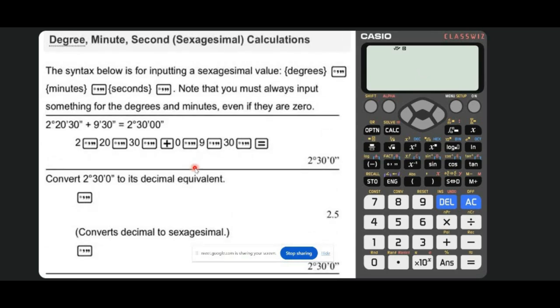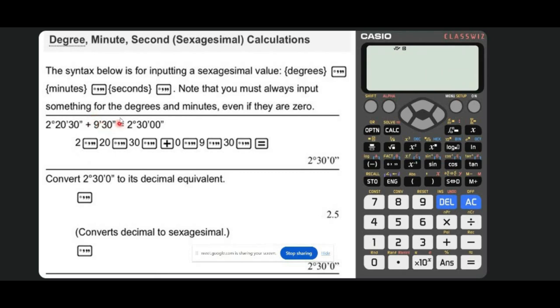To change the degree into minutes, seconds, or the degree, minute, second back to degree, you can press this symbol, like a full stop, comma, comma, comma. This button. So to key in this equation, you need to press 2 and then press this button, and then press 20, press this button again, press 30, press this button again. So when you do like that, you will get this 2 degree, 20 minutes, and 30 seconds.